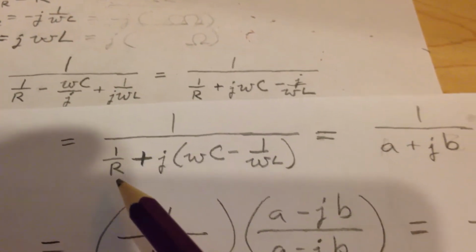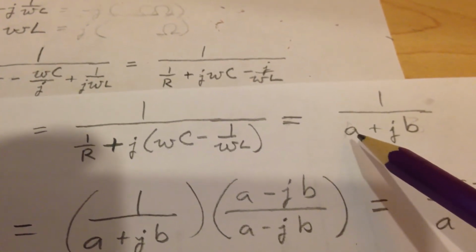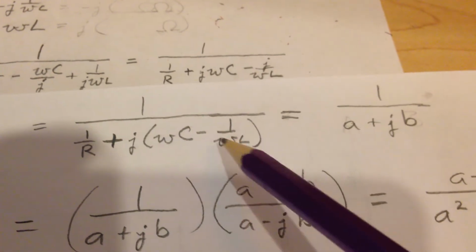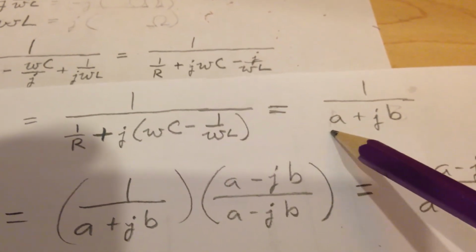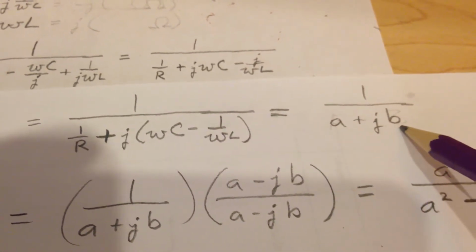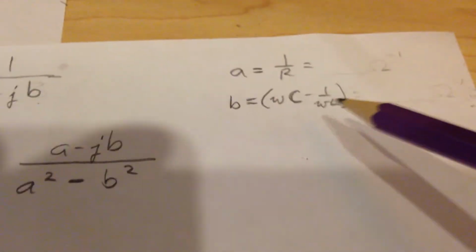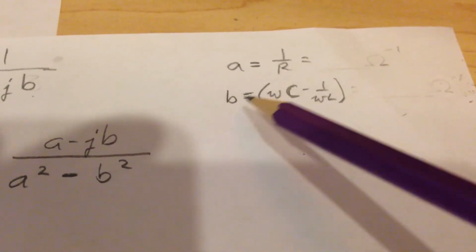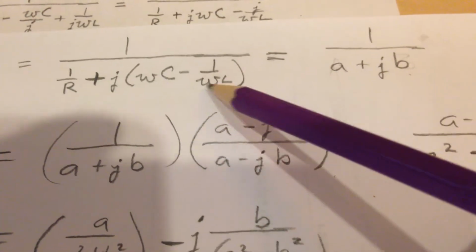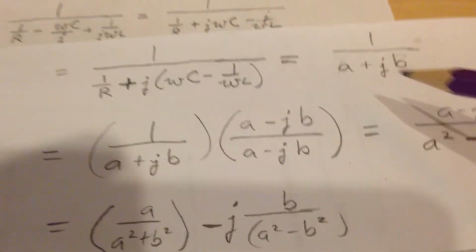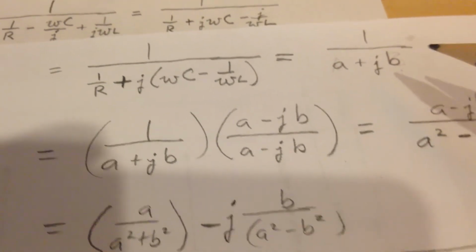To make things easier, what I decided to do is call this 1 over R, just call it A for simplicity, and then everything in parentheses I called B, so it looks like a real plus an imaginary part. And so I made a note to myself off to the side that A is equal to 1 over R, and B is equal to everything inside of that parentheses right there, keeping the j, of course, because that's showing me the real plus the imaginary part.